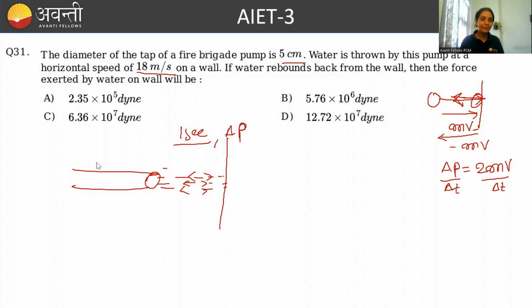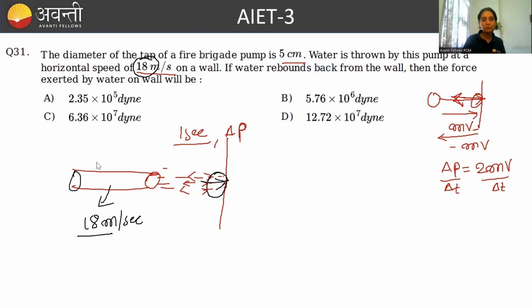Okay. So in 1 second, first we need to see how much mass of water will hit the wall. In 1 second, 18-meter length of water will come out of the pipe, because velocity of water inside the pipe is 18 meter per second. It means in 1 second, it is covering a distance of how much? 18 meter. So in 1 second, 18-meter length of water is hitting here. Done. And 18-meter length of water means how much volume of water?